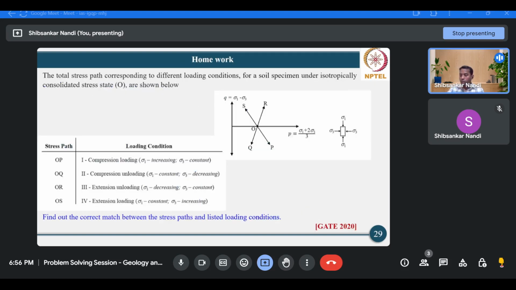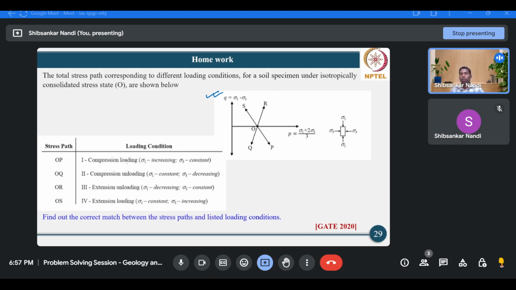Now we'll end this session by taking this homework problem. This homework problem is taken from GATE examination 2020. In this problem, the total stress path corresponding to different loading conditions for a soil specimen under isotropically consolidated stress state are shown below. So this is the stress path corresponding to different loading conditions, and these loading conditions are mentioned in this table.